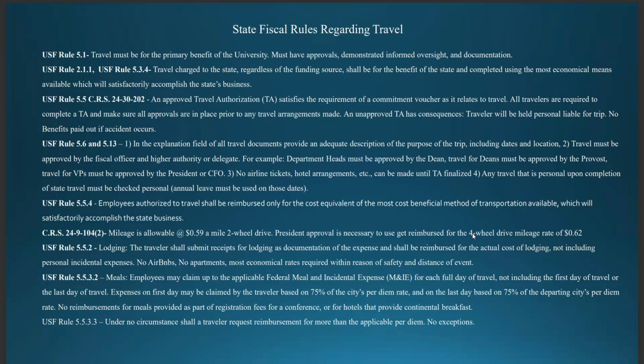If you don't have an approved TA and the person travels, they could get in trouble. And if they don't travel, you're still going to owe the money because the TA is not done. The university would be out that $300 or whatever it is. They cannot travel without an approved TA.